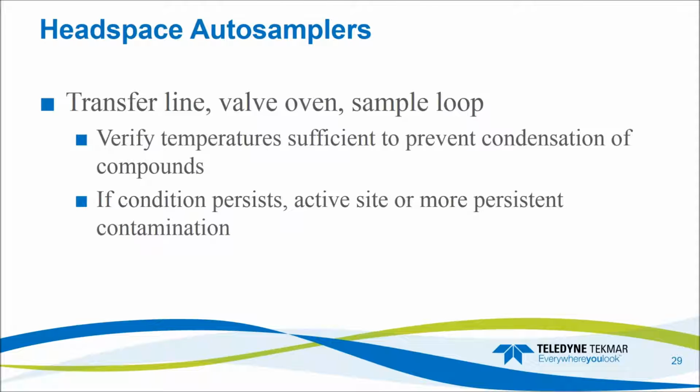Okay, so if it doesn't live in the vial or the needle, now we're moving on to the heated gas pathway of the system. So the transfer line, the valve oven, and the sample loop. Again, method parameters. Verify that your temperatures are sufficient to prevent condensation of your target compounds. Assuming all of your heated zones are set to correct levels and reaching those temperatures, then we're probably looking at some type of active site. And these tend to be persistent throughout the system. So often you're looking at cleaning or replacing the transfer line, the sample loop, and all valves and tubing associated with the valve oven.